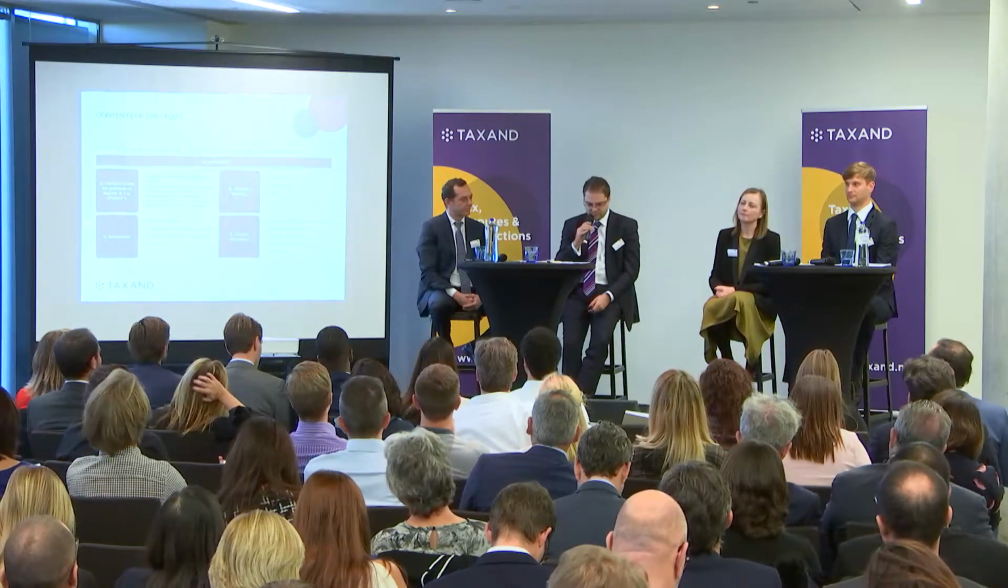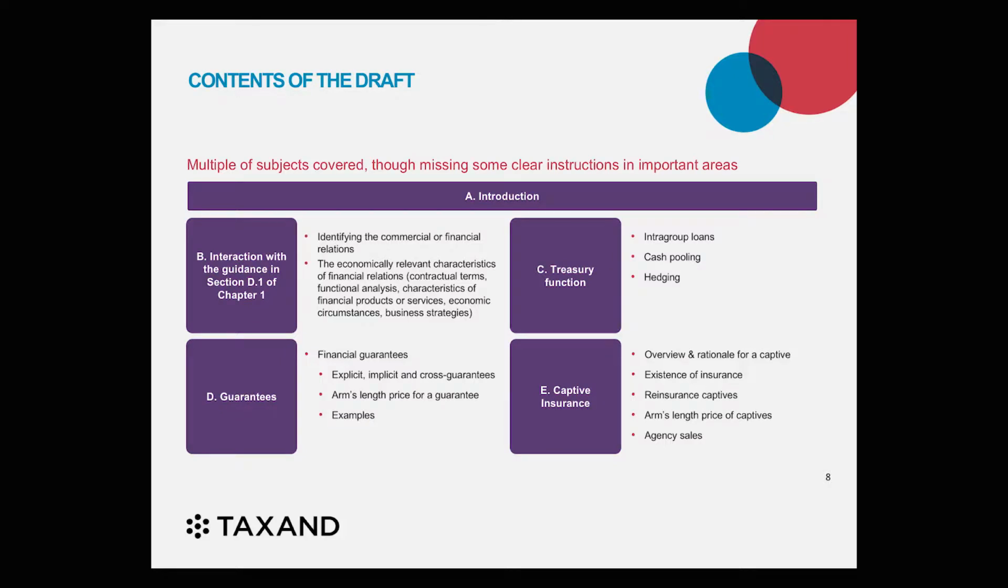The content of the slide of the actual draft is basically focused on four main areas. So the first one was the one that I mentioned to you, the changes to Chapter 1. The second one was the treasury function. So treasury function covers everything from intragroup loans, cash pooling, and hedging.